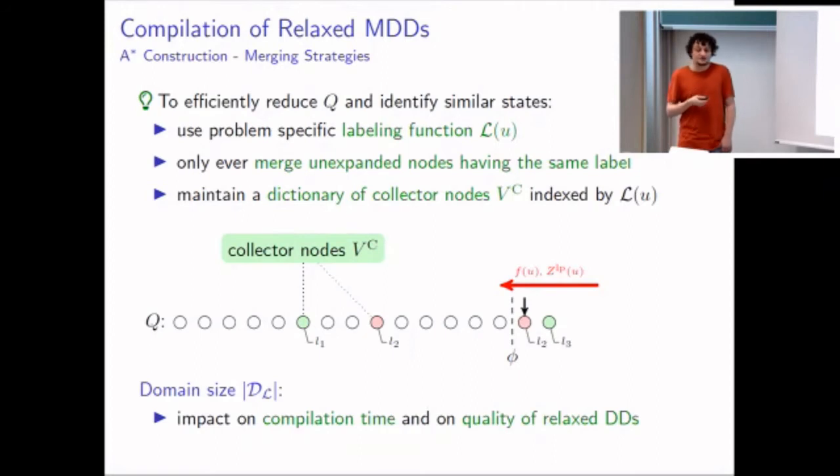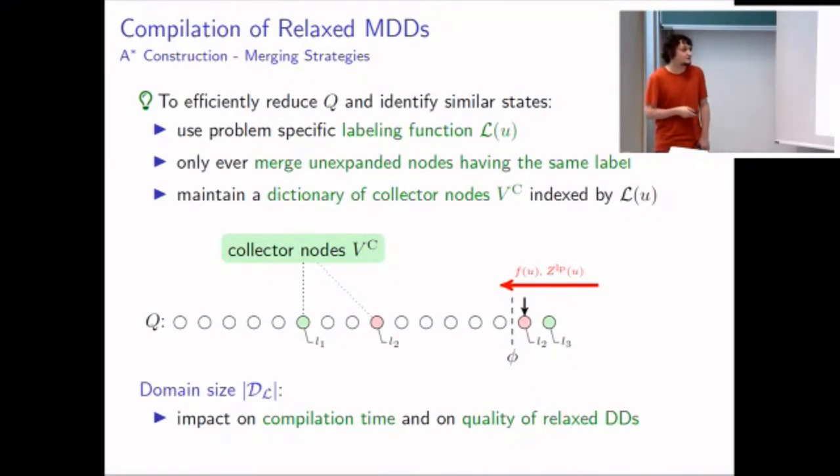So we only merge nodes which are unexpanded and that have the same label. And to do this efficiently, we iterate one time over the open list, starting with the worst ranked nodes, by using a dictionary which is indexed by the label. And as soon as we find two nodes with the same label, we remove them from the open list, create a merged node, and insert it again in the open list.